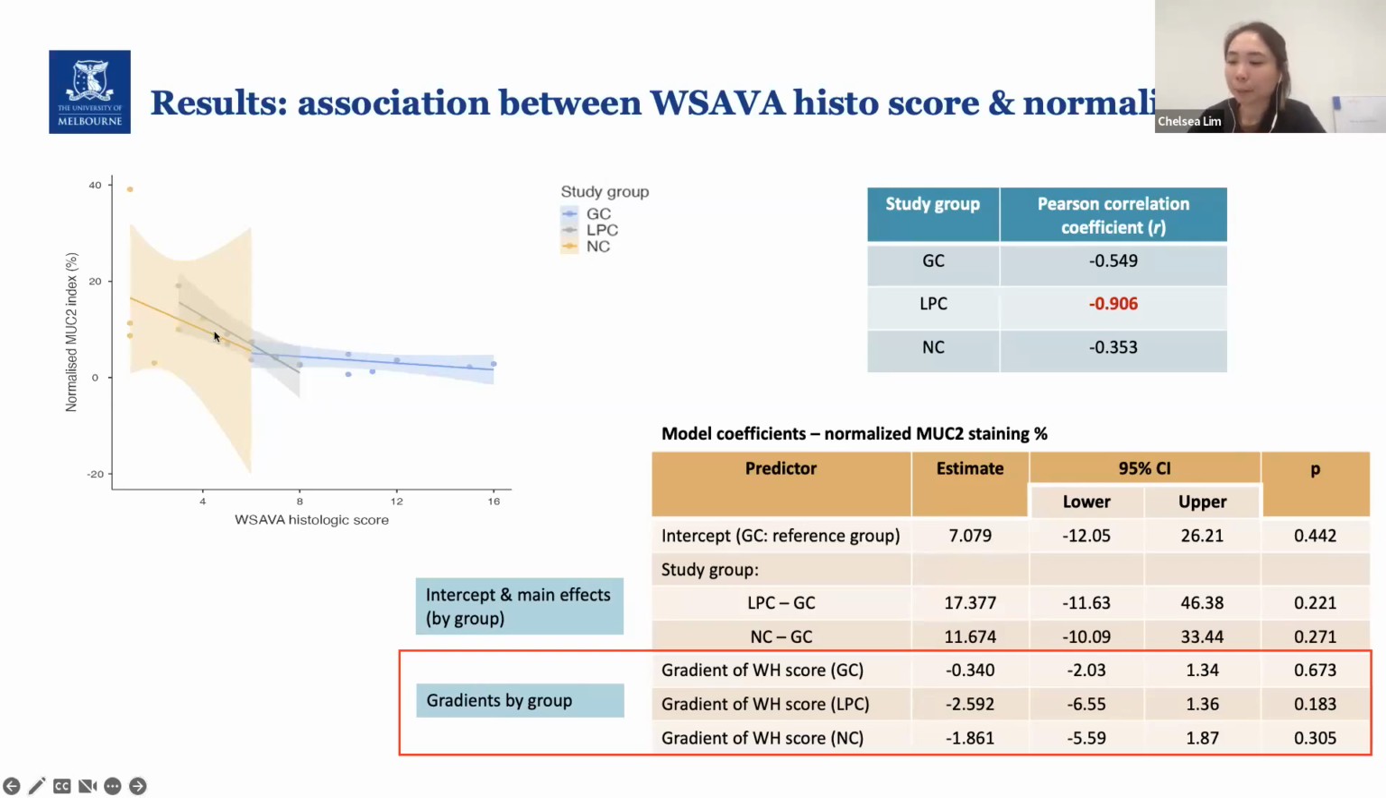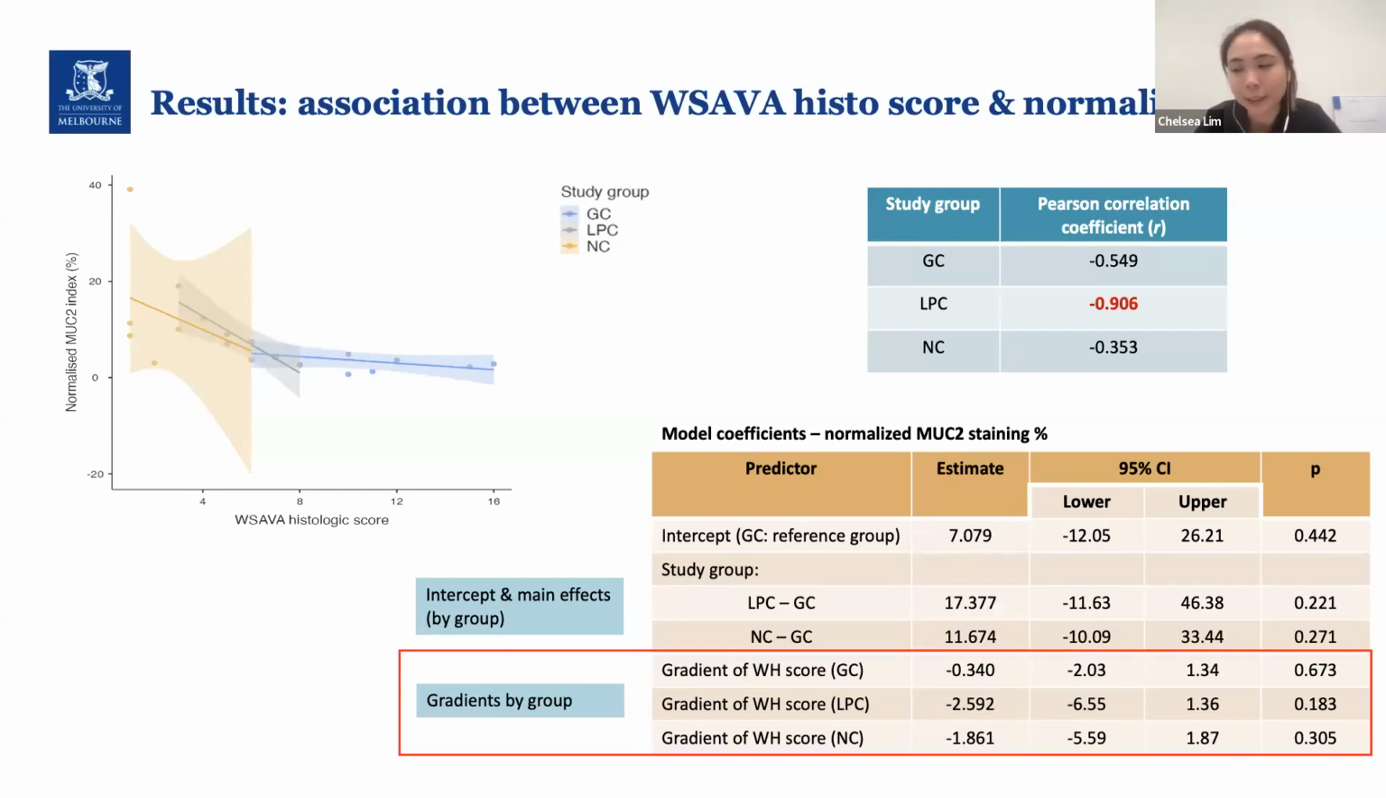In summary, overall, the strongest magnitude of decrease in normalized MUC2 expression was observed in LPC dogs, which was, from the linear regression data, approximately 7.6 times that of GC dogs and about 1.4 times that of non-colitis dogs.